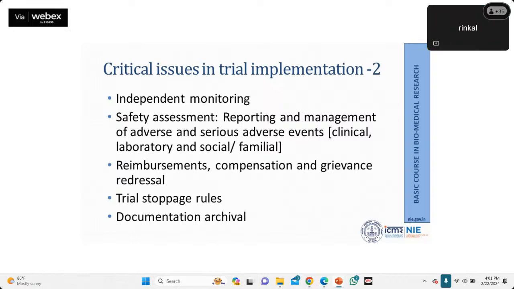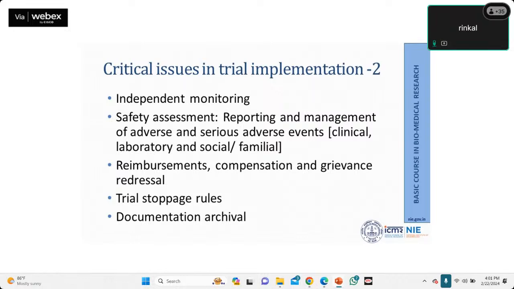And at the planning level itself, we have to have trial stoppage rules, meaning when the trial will be stopped. In case of some critical events like death or severe complications or hospitalization, once the third party review opines that the trial has to be stopped, then it has to be stopped. But those rules have to be defined in the beginning.